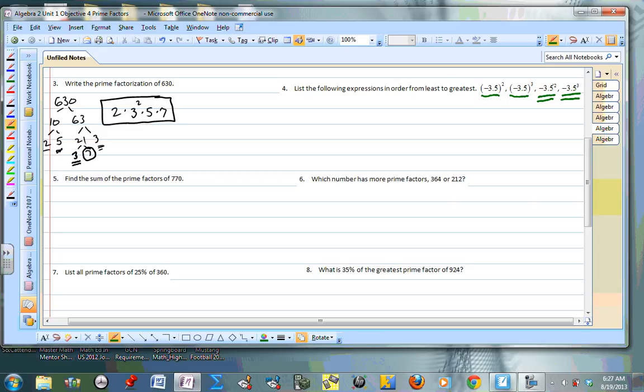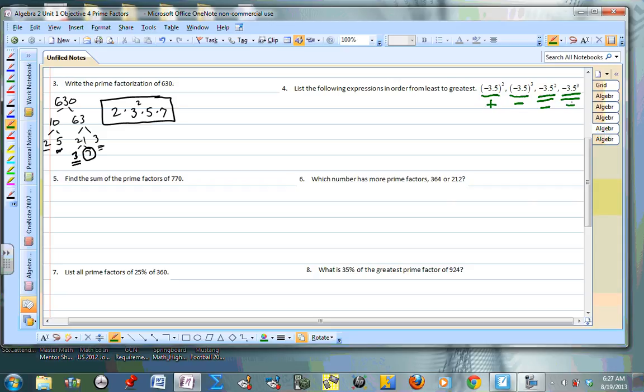1. So let's see. If we take a look, we know that our first value is going to be a positive, because a negative 3.5 squared will be positive. Our second value will be negative, because a negative number cubed, a negative number times itself 3 times, is going to be a negative number. The third value is going to be a negative, because we're doing 3.5 squared and then multiplying the answer by negative 1. And our last value will be negative.